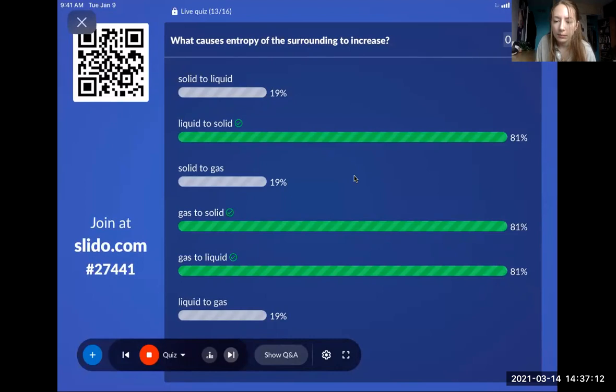Hold on, yeah, because there's actually an equation. Yes, so I believe you're right, Jacob, yes. Because you'll see an equation that looks like delta S of the surroundings will equal negative delta H. So exactly perfect, that's the one.